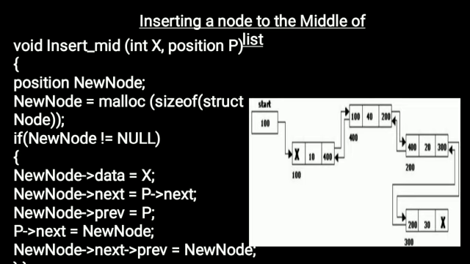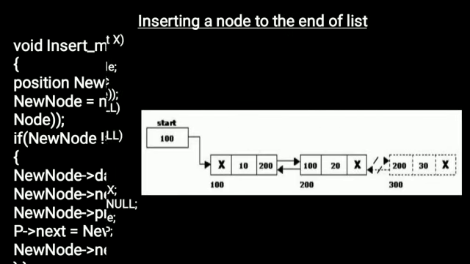Then we store the new node's address to the next of P, that is the next of previous node of new node. Next, we also store the new node's address to the previous link of next node. Finally, store the address of previous node to the previous link of new node. These are the steps used for inserting a new node to the middle of the list.